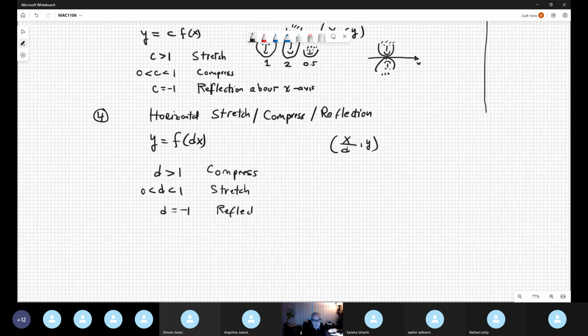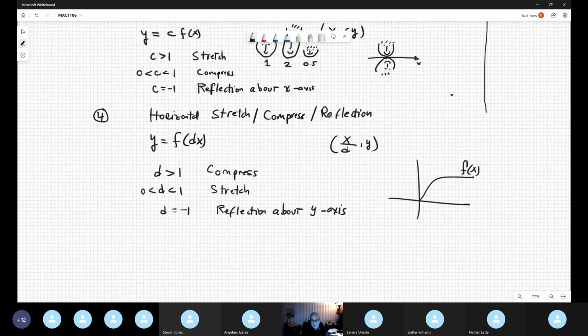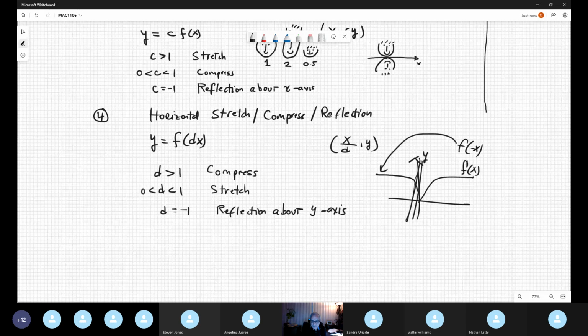But it's a different kind of reflection. Reflection about the y-axis. So in this case, the y-axis behaves like a mirror. Suppose the function is like that. Now it's f of x, and f of minus x looks like that. Same shape, but reflection about the y-axis. This axis, sorry.